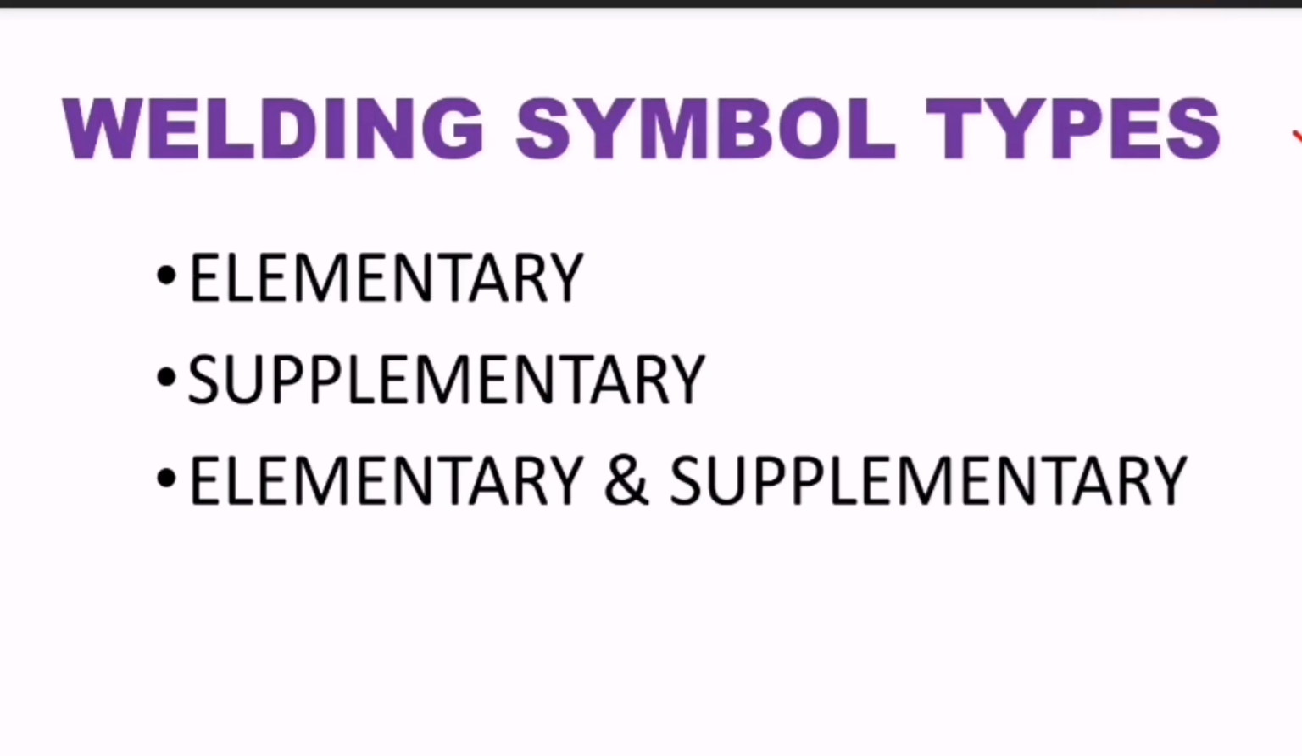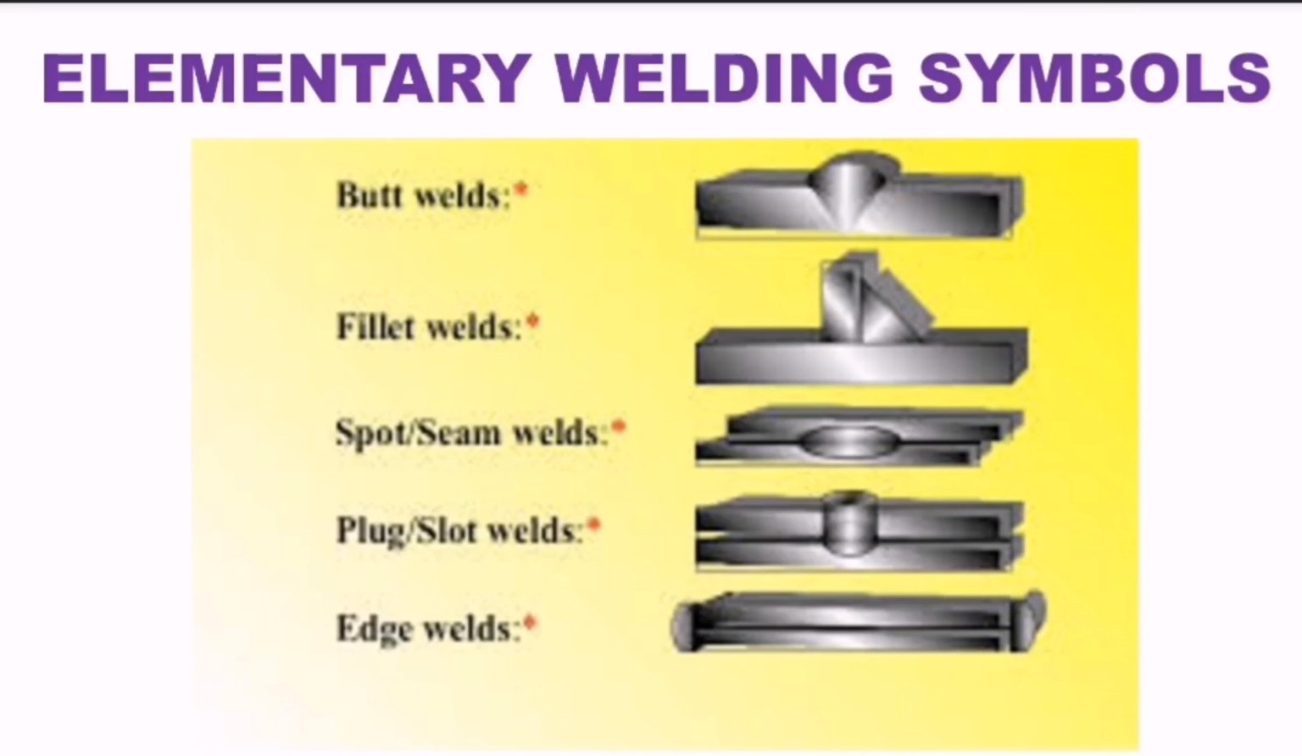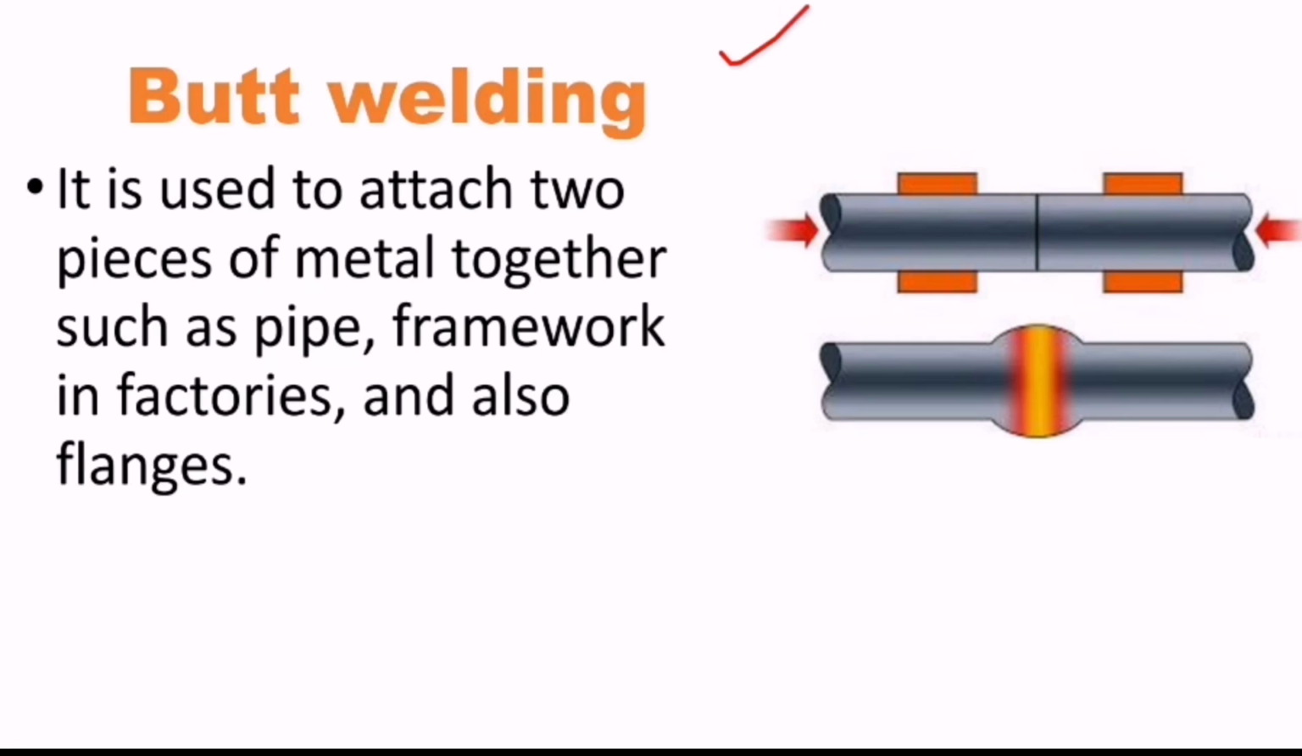So welding symbols are of three different kinds. One is elementary type, and supplementary welding symbols, and elementary and supplementary combined symbols. Elementary welding symbols are classified into butt welds, fillet welds, spot or seam welds, plug or slot welds, edge welds. So what exactly is meant by butt welding? It is used to attach two pieces of metal together, such as pipe, a framework in factories, and also flanges.